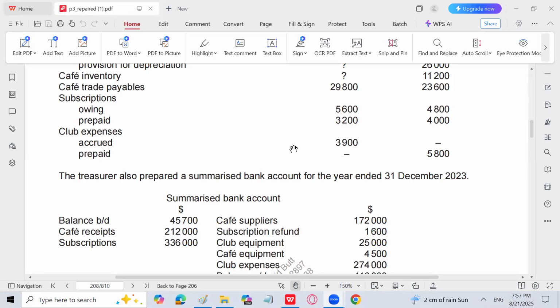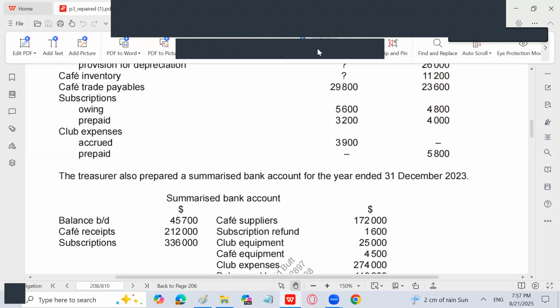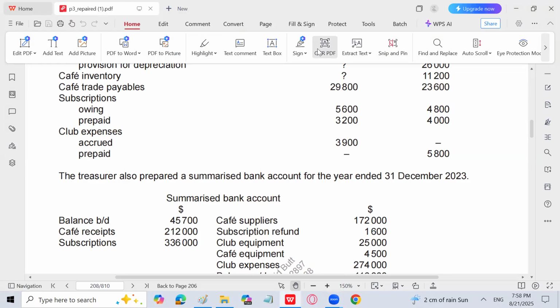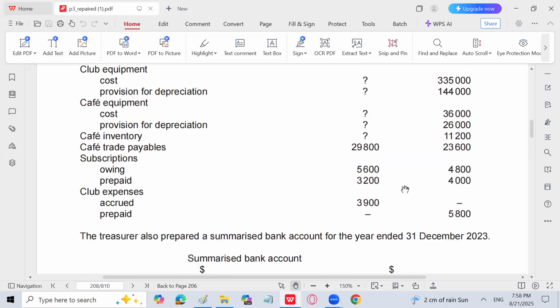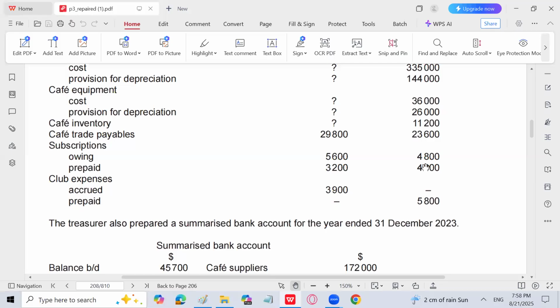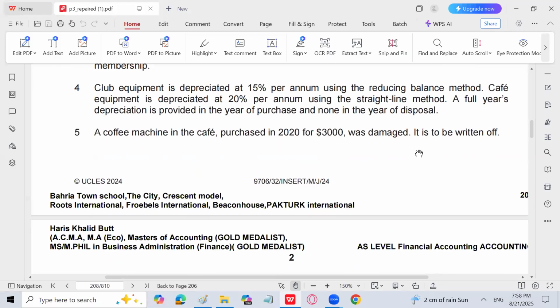Today we are going to solve a question which has come in A2 accounting. This is for A2 accounting, and the topic we are doing is non-profit organization. So A2 accounting non-profit organization is the topic, and this question, which is right in front of you, came in May-June 2432.